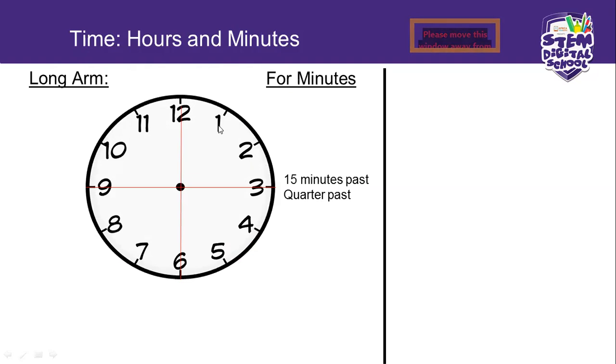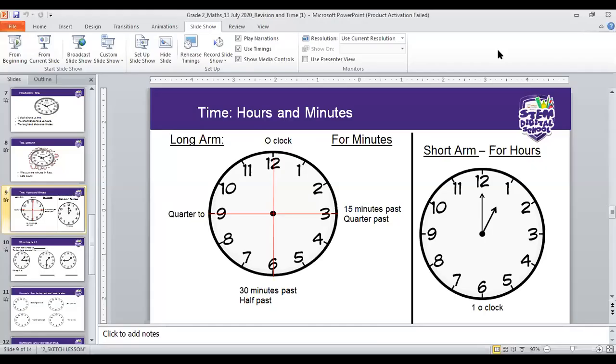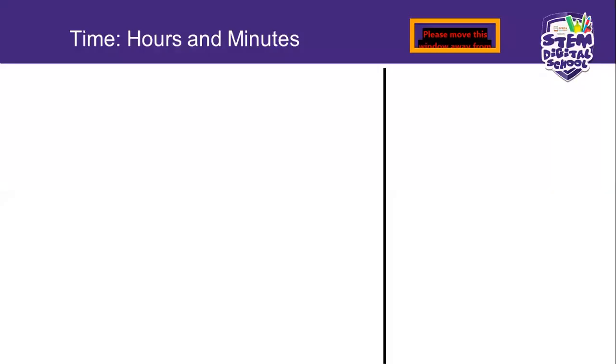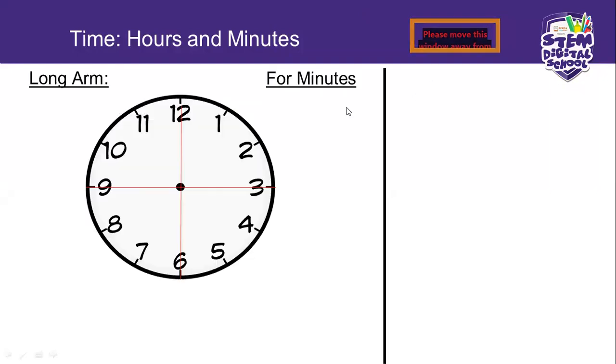Okay. We said that we've got our long arm, which is 4 minutes. Okay. If you've got your clock there, okay. For some reason, I can't communicate with you, but I see that you are there. Okay. I will just go through the lesson.